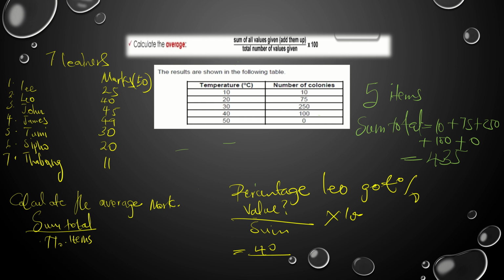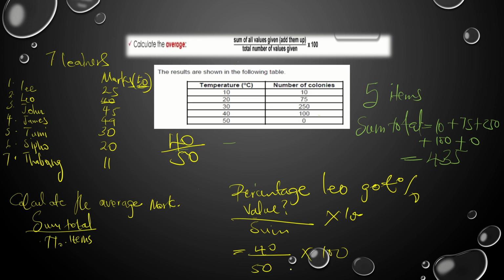Because now, let me know exactly. So you do not dare make that mistake. In terms of percentages, you get the total mark. Right? Leo got 40 out of 50. Then now, if you calculate the percentage, we say 40 divided by 50, multiply by 100.